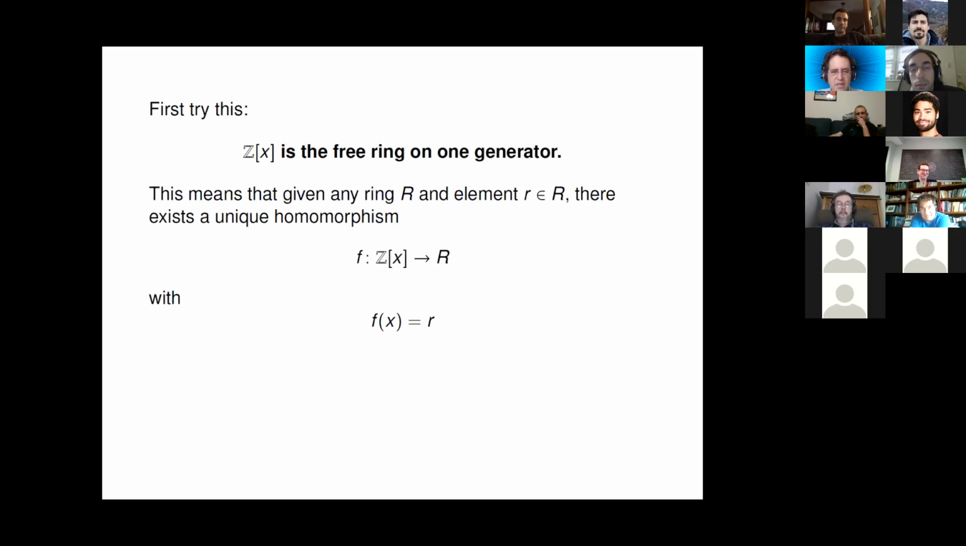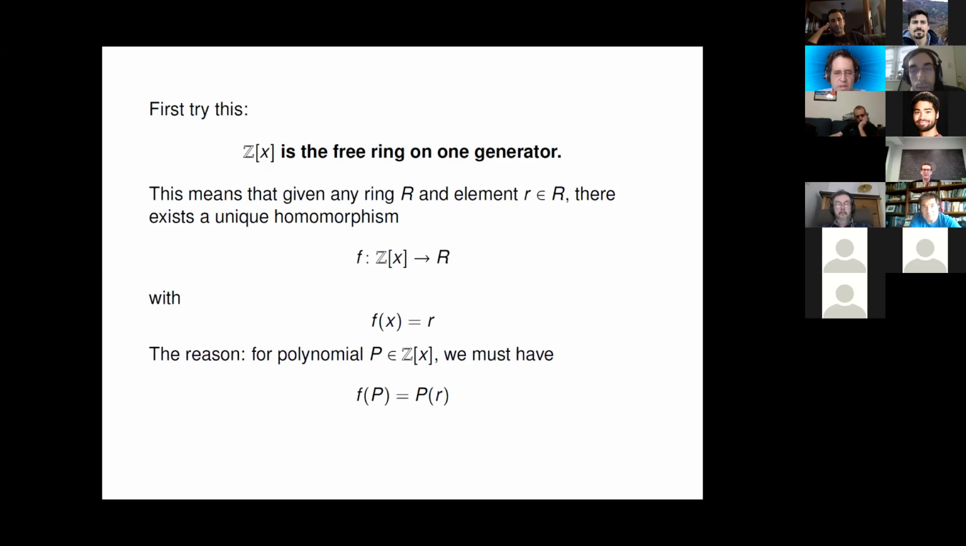What does that mean? It means that if you give me any old ring and any old element r of that ring, then there exists a unique ring homomorphism from Z of x to R that sends that element x in Z of x to r. And so it's easy to see the reason why.